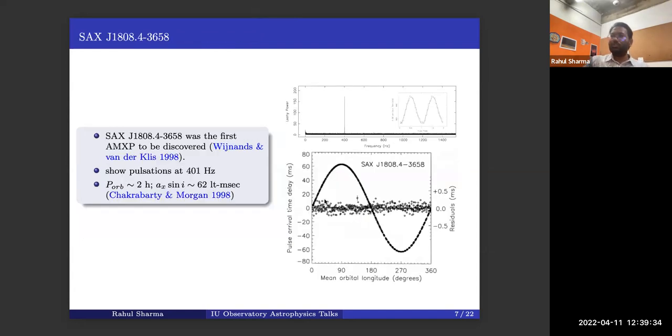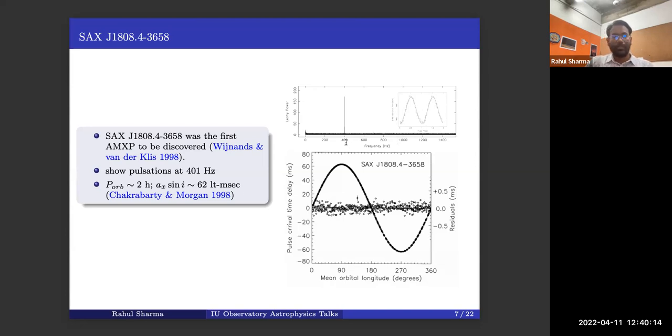I will first go to the first source that has been discovered as an accreting millisecond pulsar. SAX J1808.4-3658 was the first accreting millisecond X-ray pulsar to be discovered. Around 401 hertz spin pulsation was observed from this source with the RXTE satellite. The top panel of this figure shows the power density spectrum of the source from RXTE, and shows a clear signal at 401 hertz. The small panel shows the spin pulse profile of the source, which is clearly of sinusoidal shape.